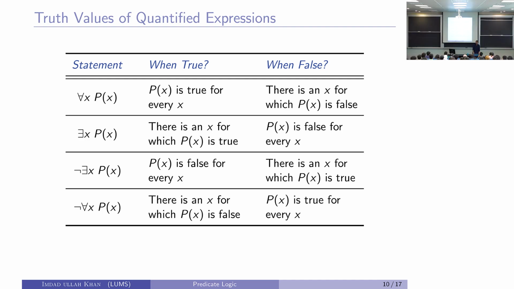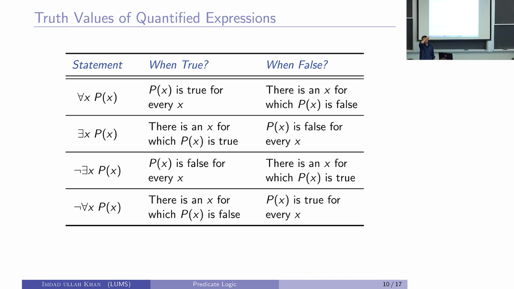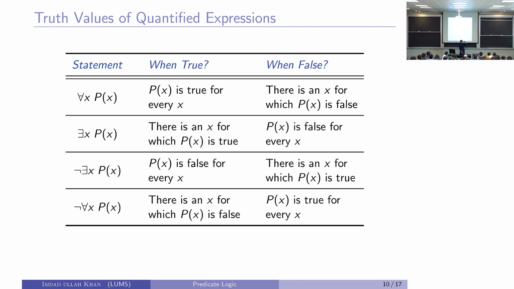When is "not for all x, p of x" true? P of x is true for every x. When p of x is true for every x, does everyone agree with that? When is "not for all x, p of x" true? When p of x is false for at least one x, okay? So when there is at least one x, one or more x's for which p is false, then "not for all x, p of x" is true, okay?